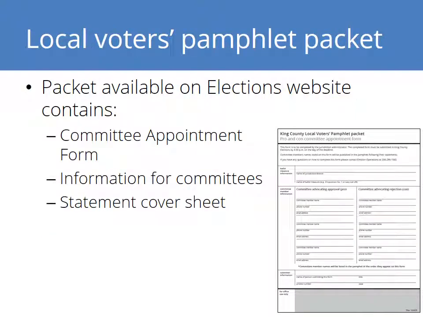A local voters pamphlet packet is available on the King County Elections website. This packet contains information for both jurisdiction administrators and the committee members, the committee appointment form which must be submitted to King County Elections, and a cover sheet the committees will use when submitting their statements.